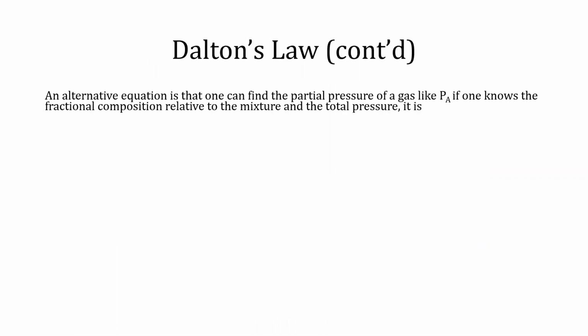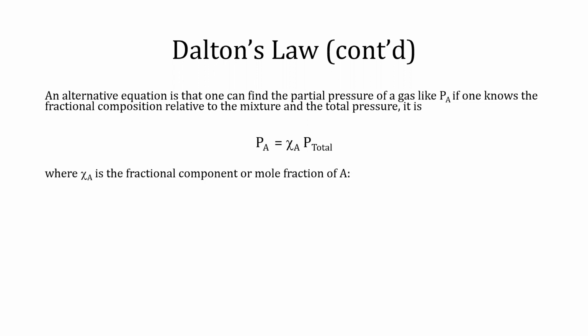An alternative equation is that one can find the partial pressure of a gas like PA if one knows the fractional composition relative to the mixture and the total pressure. It is PA equals XA times P total, where XA is the fractional component or mole fraction of A, which equals the ratio between moles of A over total moles, volume of A over total volume, or pressure of A over total pressure.